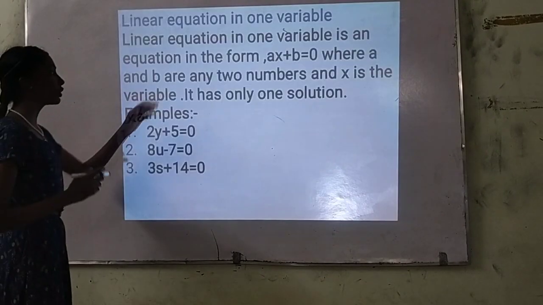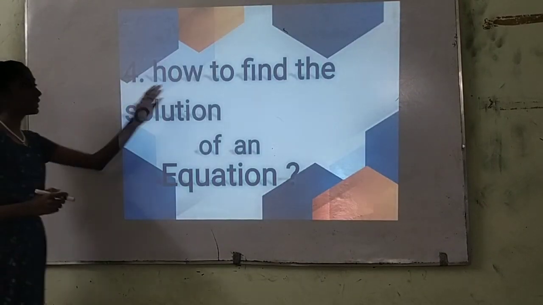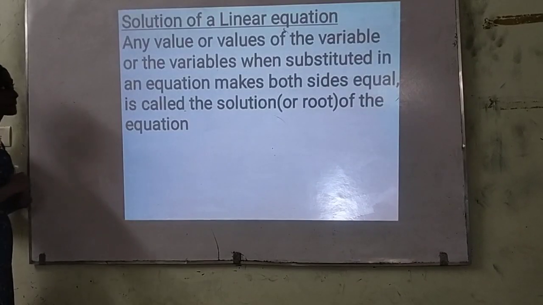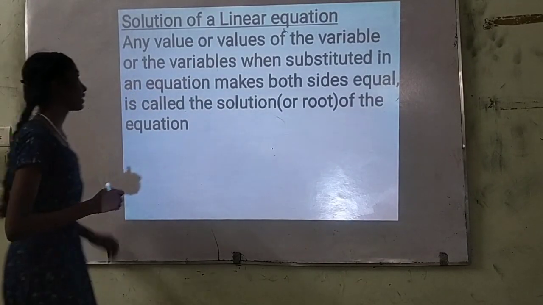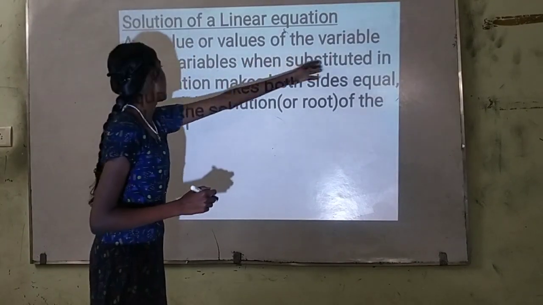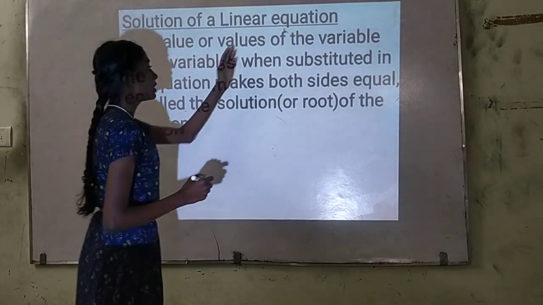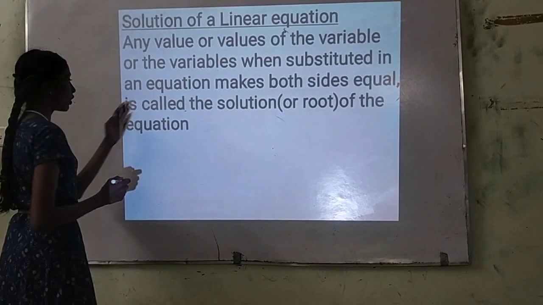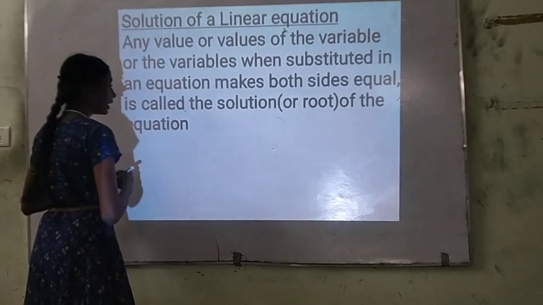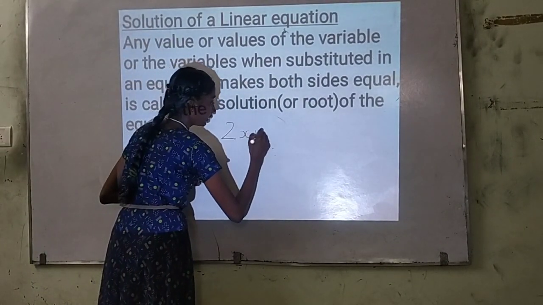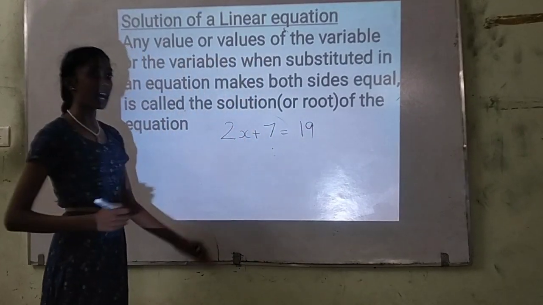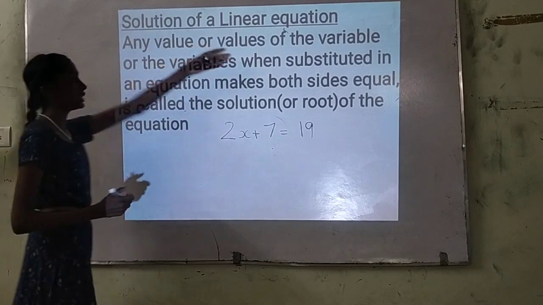Now let us see how to find the solution of a linear equation. Any value or values of the variable or variables which, when substituted in an equation, makes both sides equal is called the solution of the equation. Here 2x plus 7 gives you 19. Finding the value of x is the solution of the linear equation.